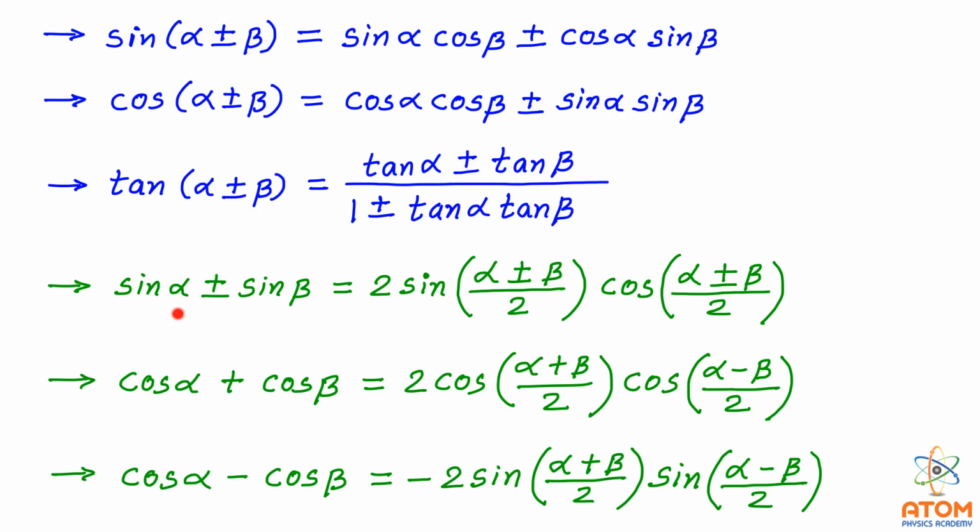Also sin alpha plus or minus sin beta is equal to 2 sin alpha plus or minus beta upon 2 cos alpha minus or plus beta upon 2. Then cos alpha plus cos beta is equal to 2 cos alpha plus beta by 2 cos alpha minus beta by 2. And if it is cos alpha minus cos beta, then it is minus 2 sin alpha plus beta by 2 sin alpha minus beta by 2.